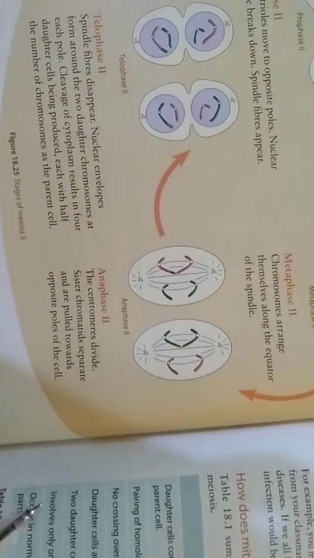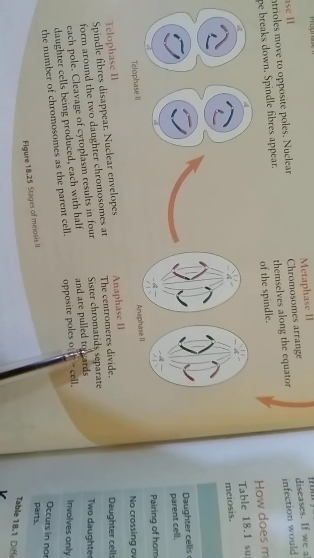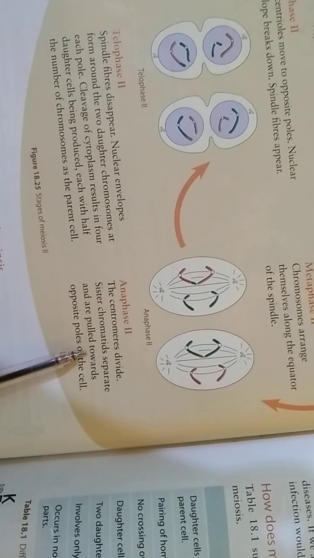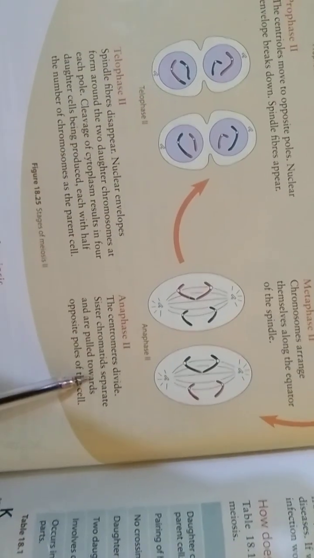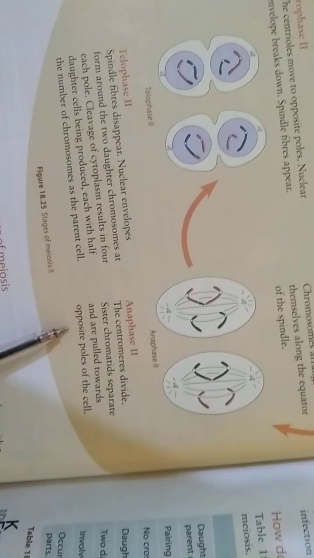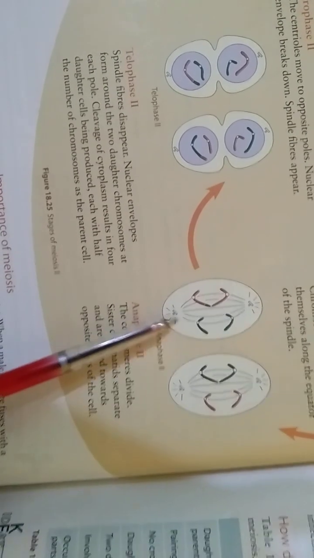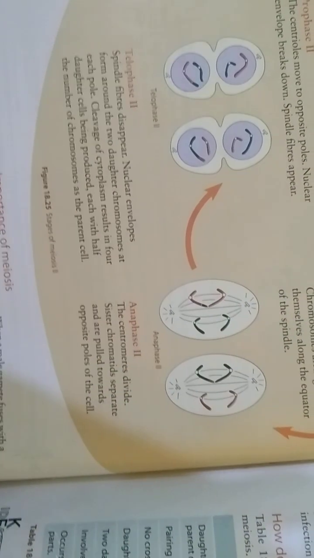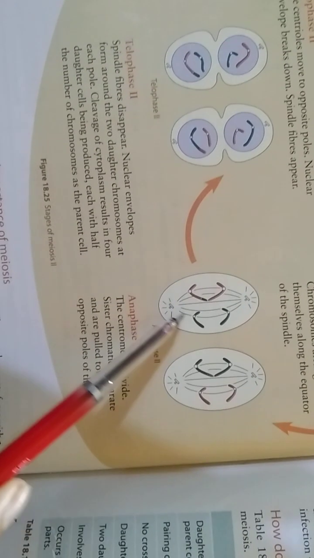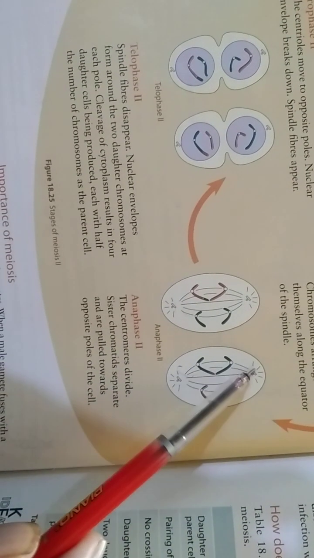Anaphase 2. The centromeres divide, and sister chromatids separate and are pulled towards opposite poles of the cell. The process is like a video, moving in opposite directions. One is here, one is there.